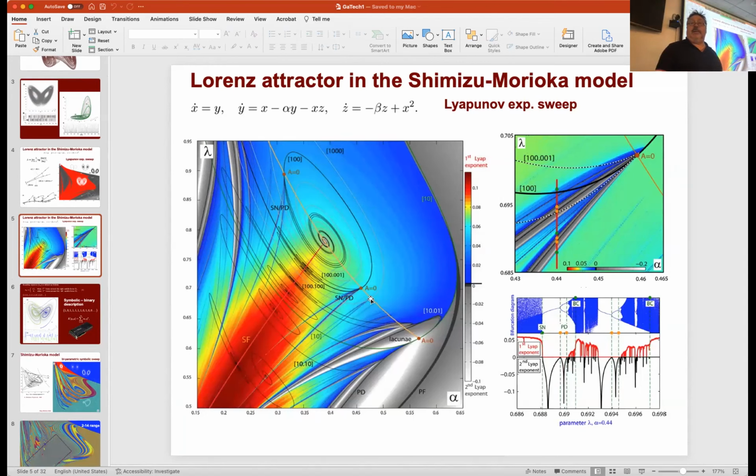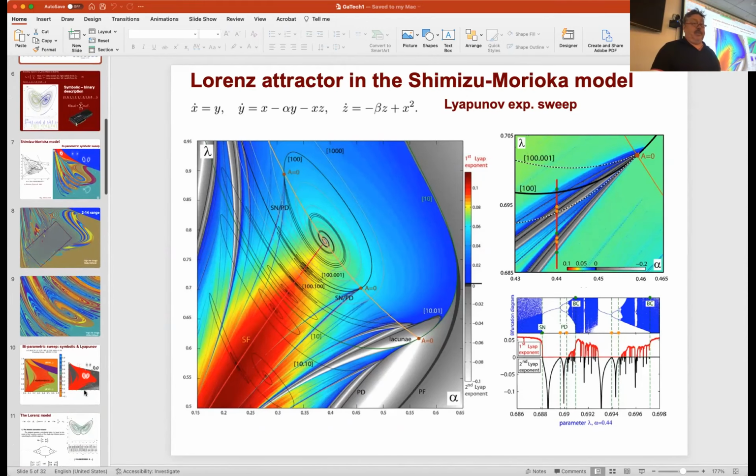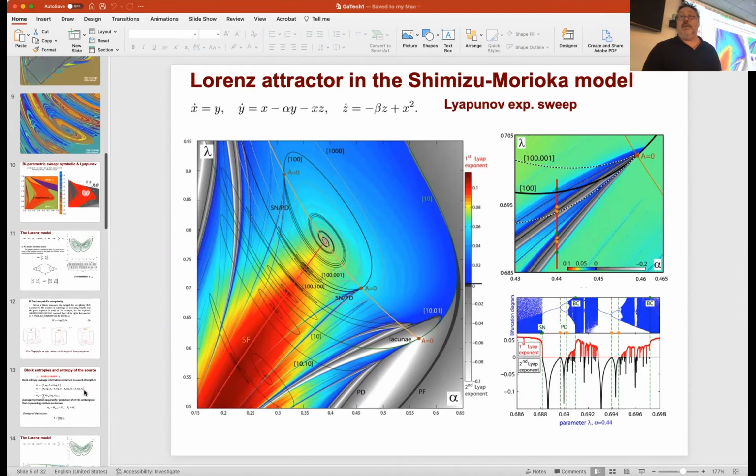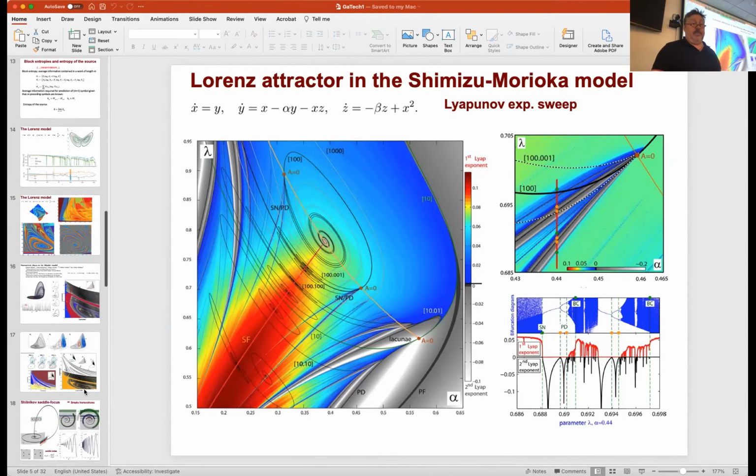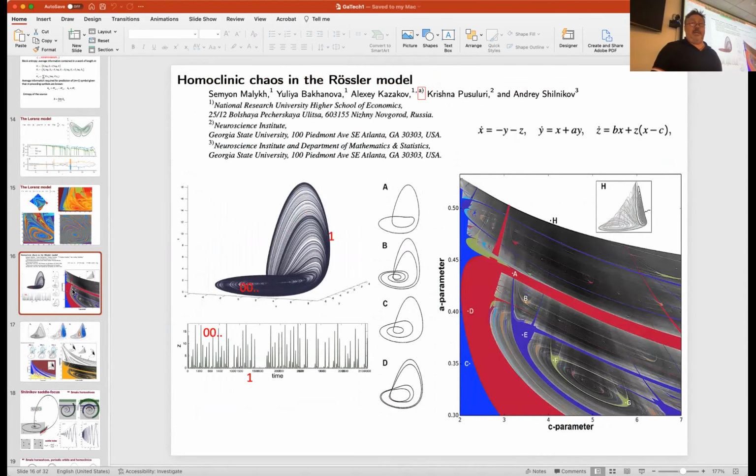And this is another part of the story. This kind of bifurcation is called an inclination flip of dimension 2. I'll just skip it. What time is it? I have 7 minutes to complete this. Okay, so what I said about the saddle focus is true for the Rössler model.